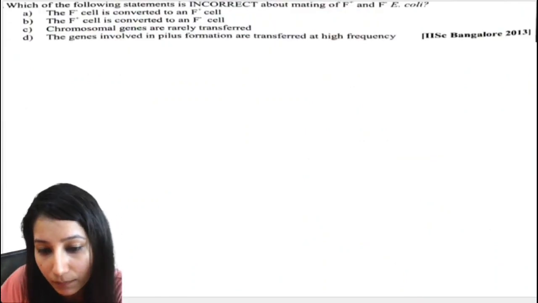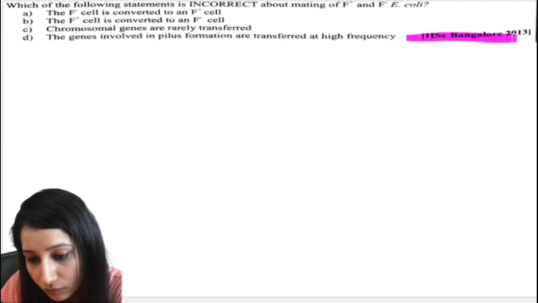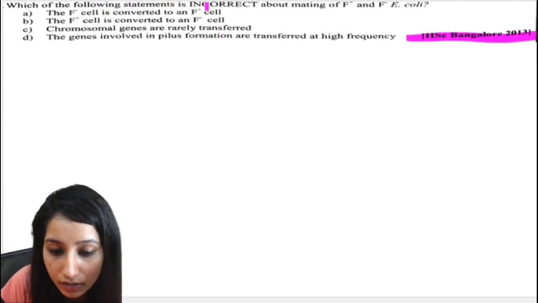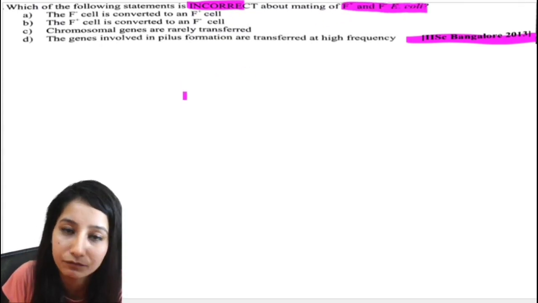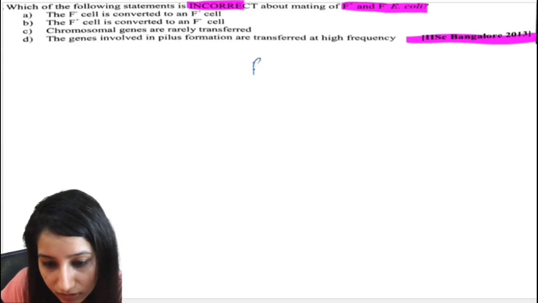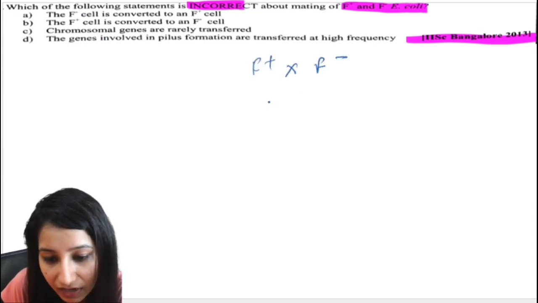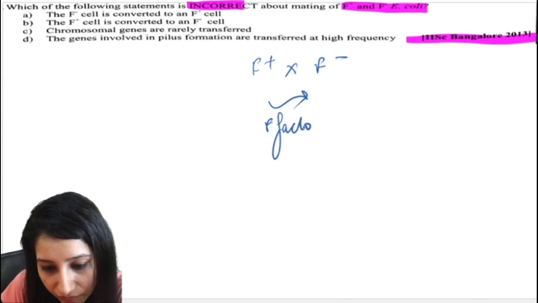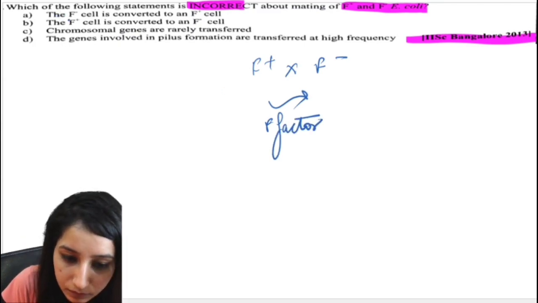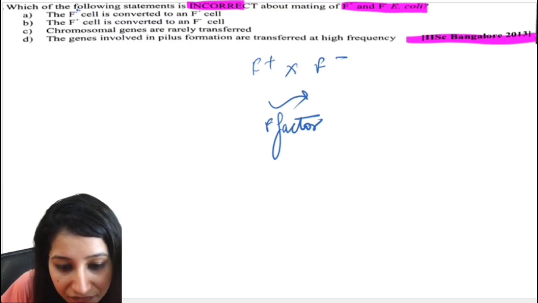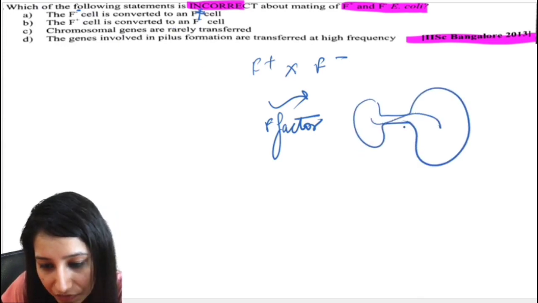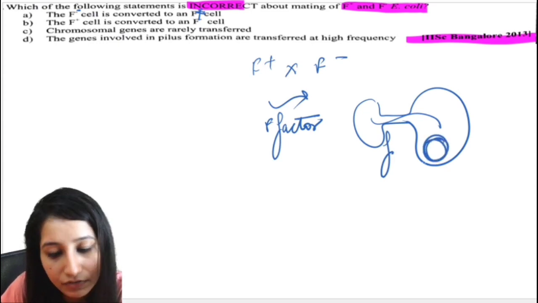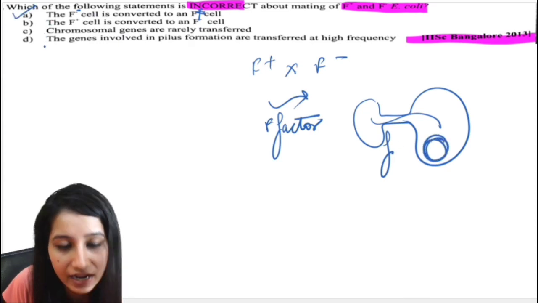The second question is from IISc Bangalore, a 2013 question. It is asking which of the following is incorrect for the mating of F positive and F negative. We have seen that F positive will be mated with F negative and its F factor will be transferred to F negative. So the F negative is converted to an F positive cell. Yes, obviously, when it transfers its F factor, the F negative will also become F positive. So option A is correct. We have to tell the incorrect one.